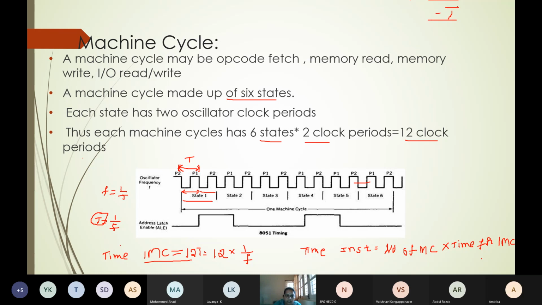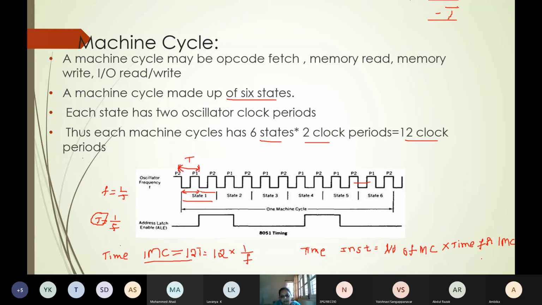Whenever I am finding the time required to execute one machine cycle, one machine cycle consists of 12 t states, because of which I need to find 12 into 1 by f. f will always be specified. Once I know f, I can find the time required to execute one machine cycle. Once I know that, I can find the time required to execute one instruction cycle.